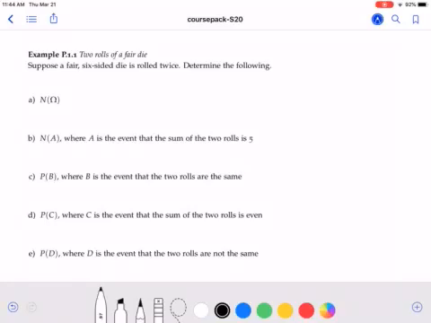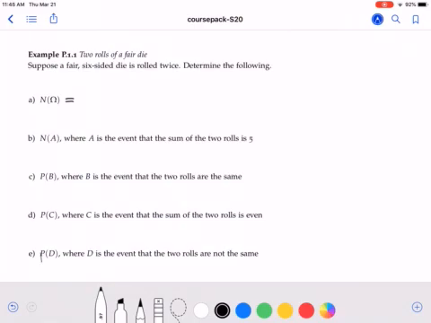In this problem, a six-sided die is rolled twice. We want to look at finding some counts and probabilities as related to some events to get us started at thinking of probability. First of all, we're asked for n of omega, which is the total number of outcomes we could have in our experiment or process.